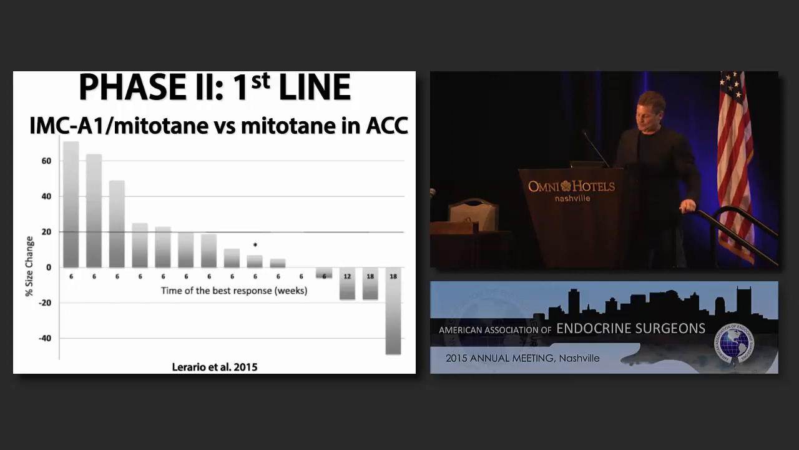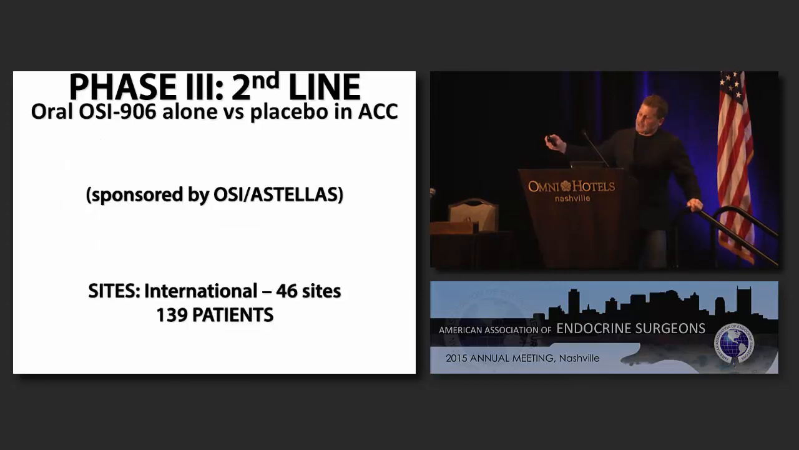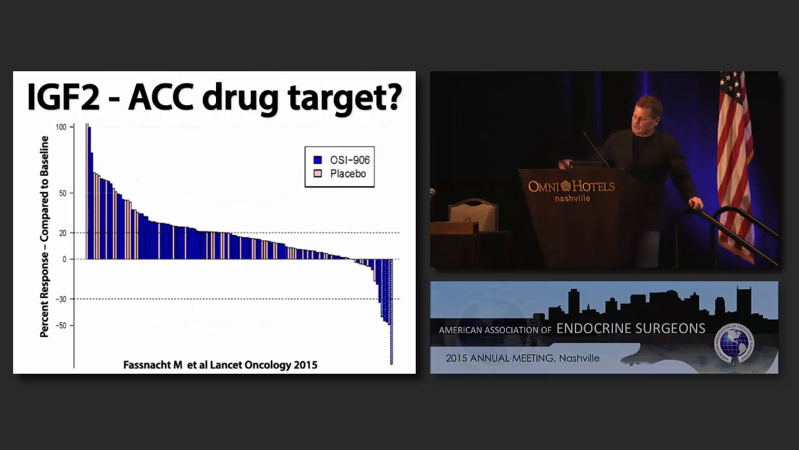Okay. This led to a phase 3 trial, or a concomitant phase 3 trial, which is a real testament to the endocrine surgery community, the endocrine oncology community around the world. This trial was 46 sites around the world, 139 adrenal cancer patients enrolled within a year and a half to 2 years. And this was a placebo-controlled trial for adrenal cancer with IGF-2 inhibition, and the results, which were just published, are here.